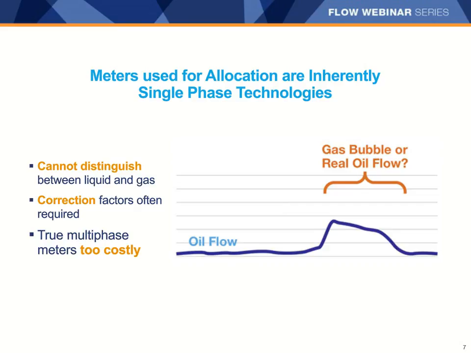But let's pause for a moment and reflect. What is the greatest challenge you face today in accurate allocation measurement? Is it reconciliation of your month-end totals? Is it regulatory compliance? Is it that your meter is not measuring accurately? The volatility of hydrocarbon, or is it wet gas that's your biggest challenge right now? We'll give you just a moment to reply here, and then we'll check the poll results from the field.